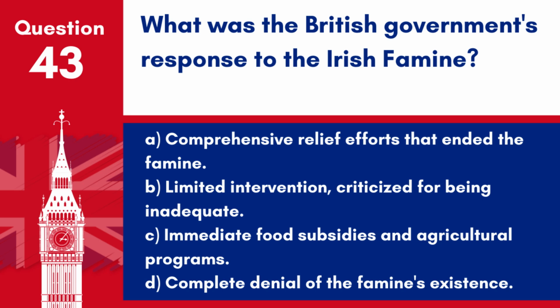Question 43. What was the British government's response to the Irish famine? A. Comprehensive relief efforts that ended the famine. B. Limited intervention, criticised for being inadequate. C. Immediate food subsidies and agricultural programs. D. Complete denial of the famine's existence.